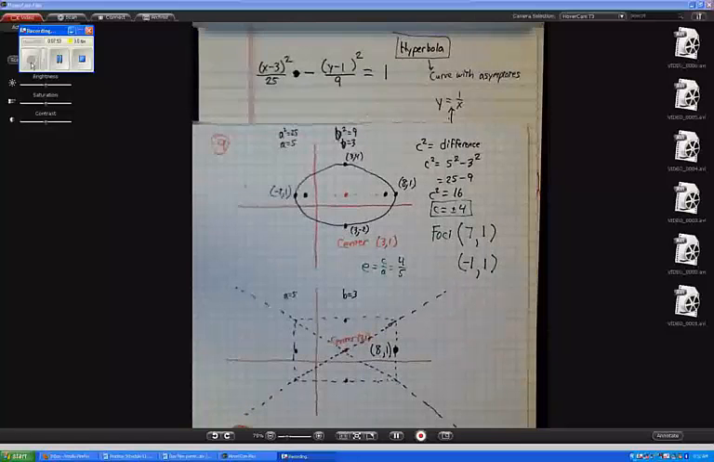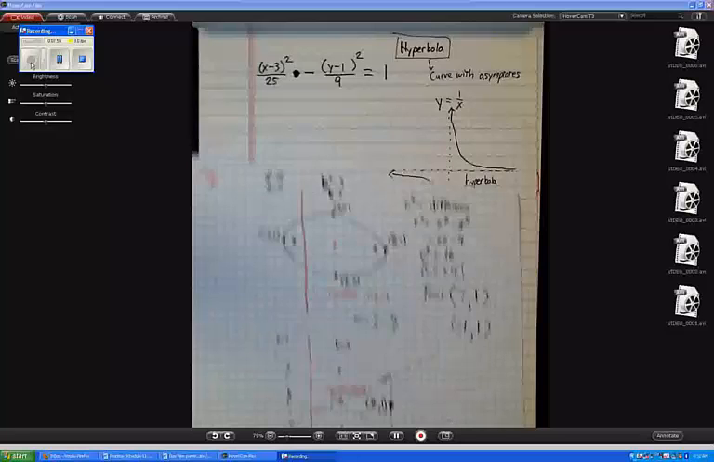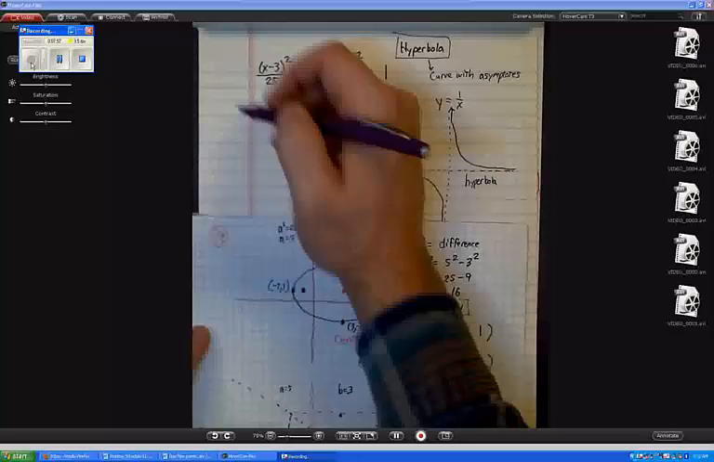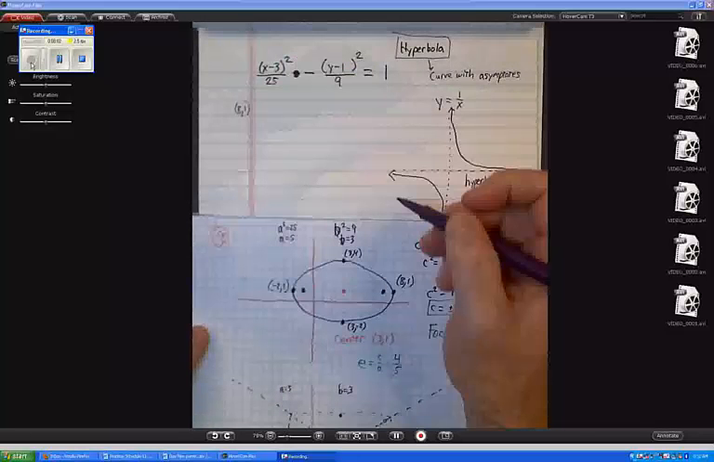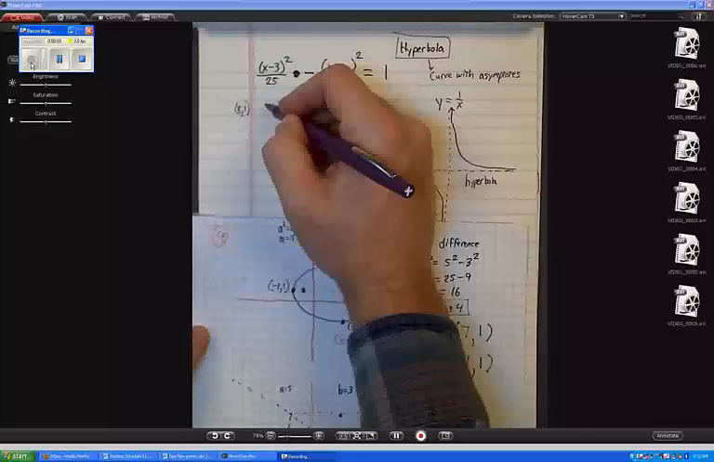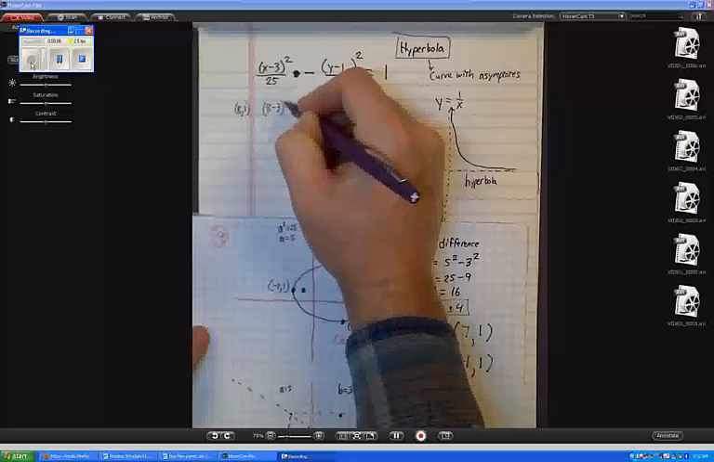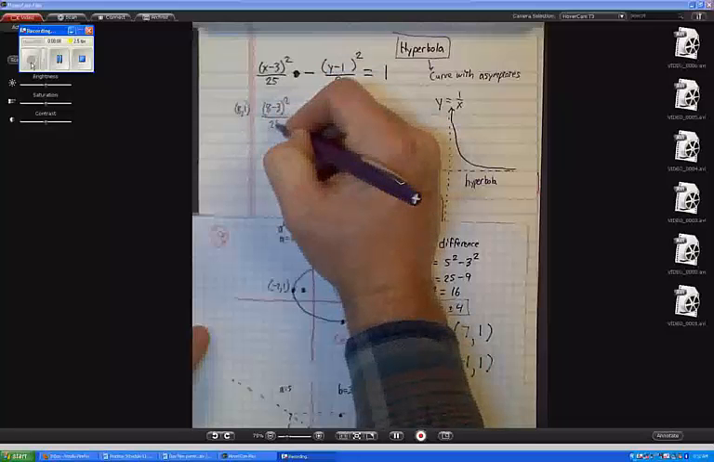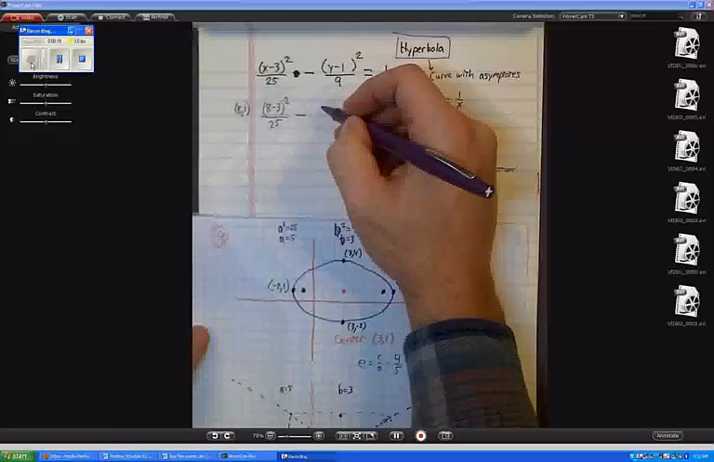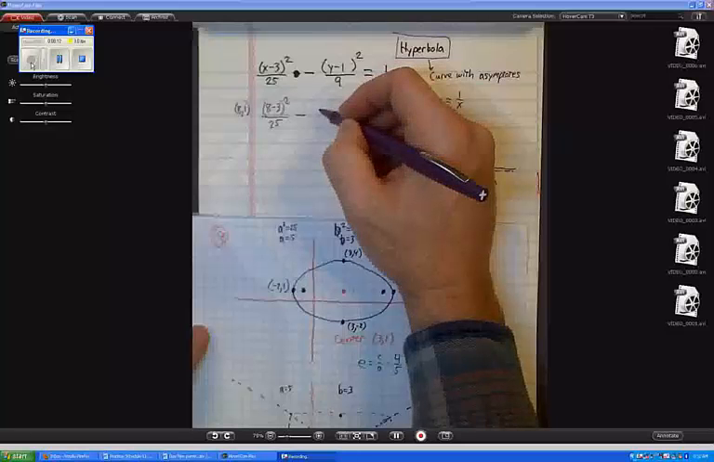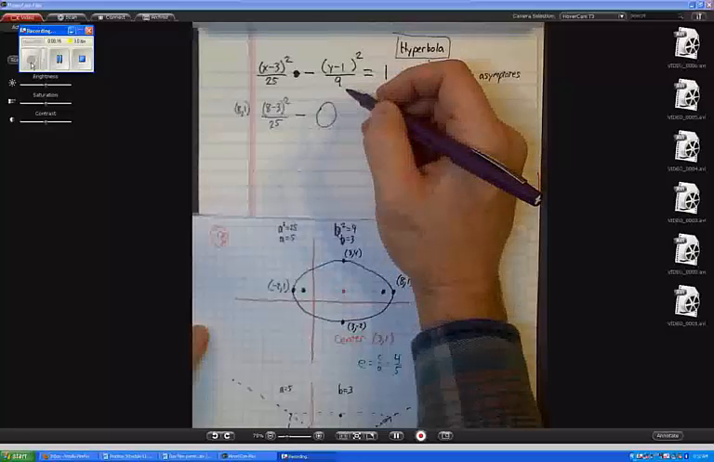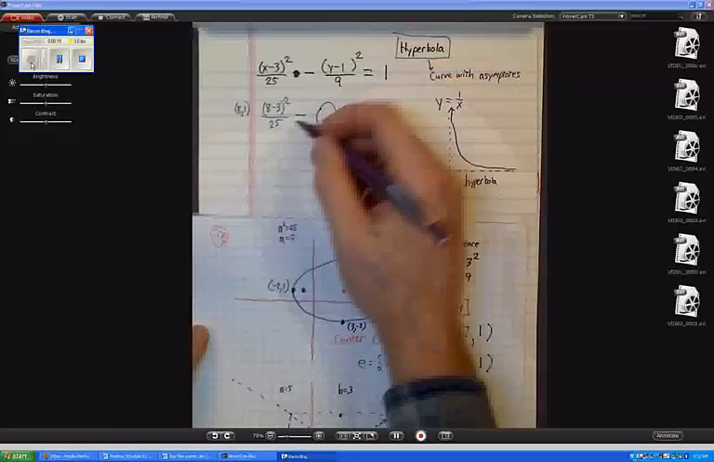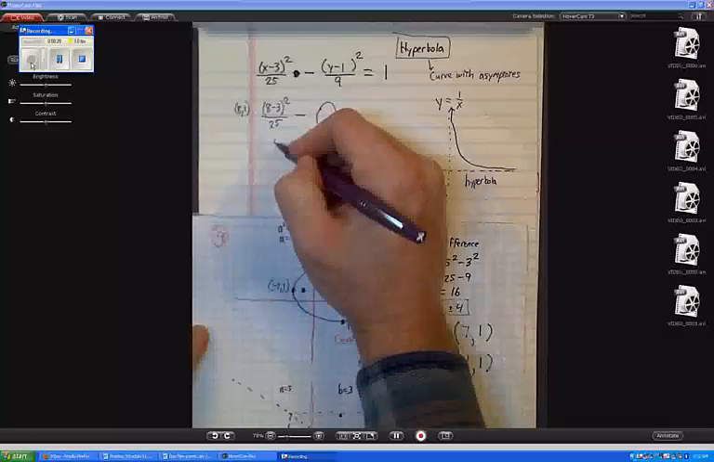And if I were to plug in 8, 1 into this equation, let's check what happens. 8, comma 1. If I plug that in, I get 8 minus 3 squared over 25 minus, what happens here? 0. Do you see that? Okay. Equals whatever it equals. Well, let's see. 8 minus 3 is, do you see that this is going to work?